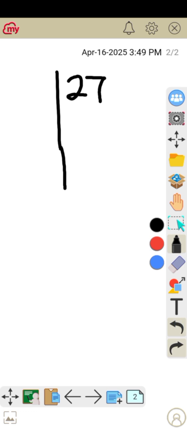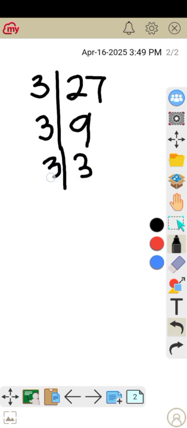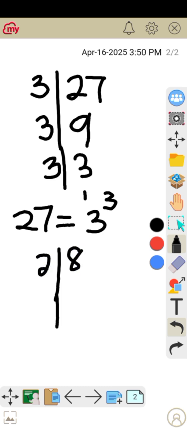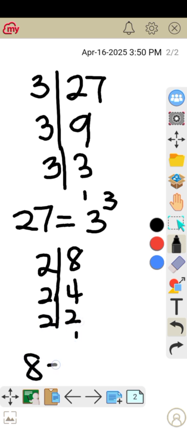Change it. Let's try 3. 3 into 27 will give us 9. 3 into 9 will give us 3. And then 3 into 3 will give us 1. So in that case, 27 is the same thing as 3 raised to the power of 3. Same thing for 8. Let's try 2. We'll be having 4, 2, 2, 2, 1. So 8 is the same thing as 2 raised to the power 3.